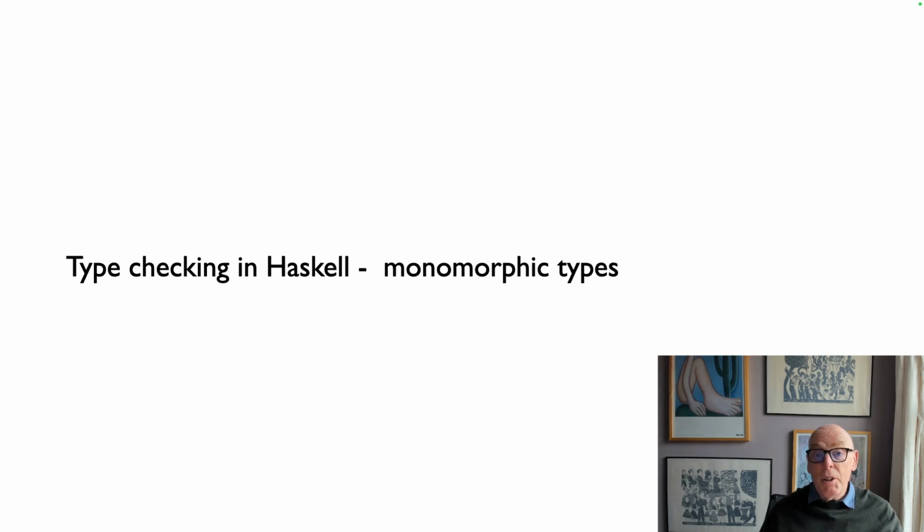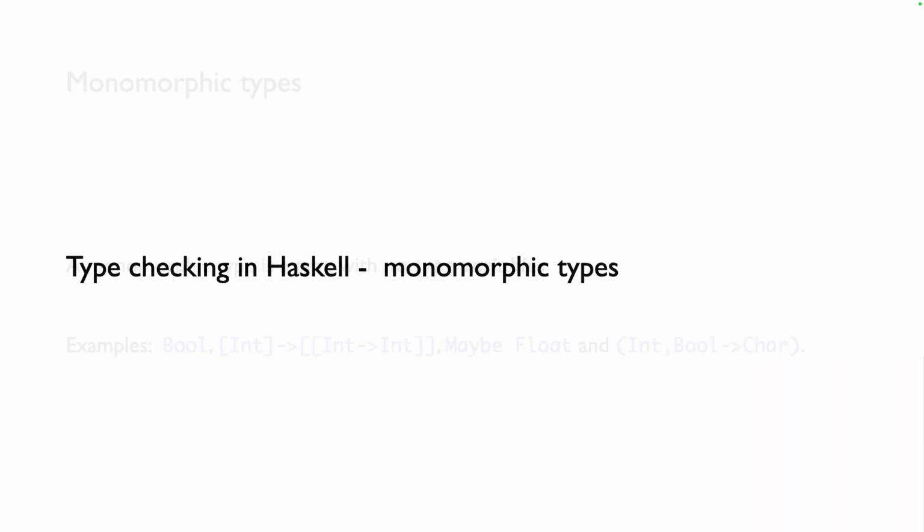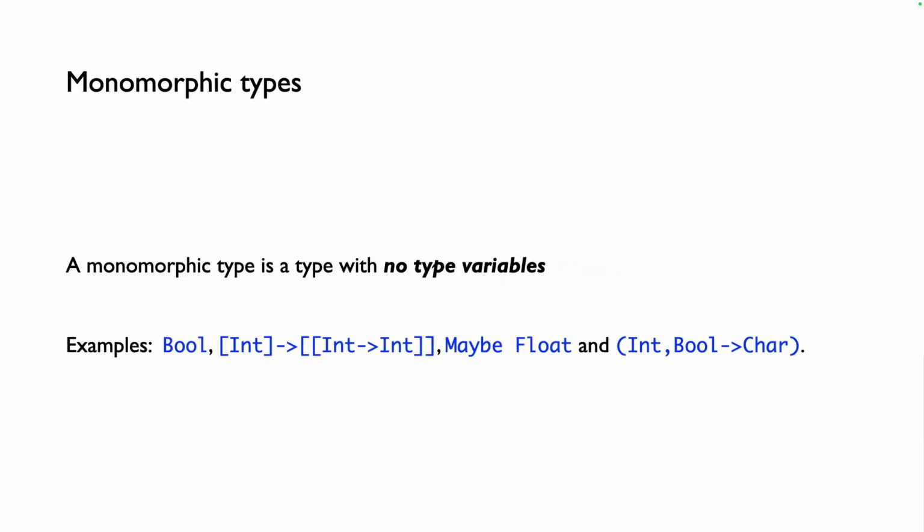In this segment, I want to start talking about type checking. And in particular, I want to start talking about what happens when we do type checking when only monomorphic types are involved. What do I mean by a monomorphic type? I mean a type that doesn't contain any type variables. So you could say good old-fashioned types as we see them in more traditional languages.